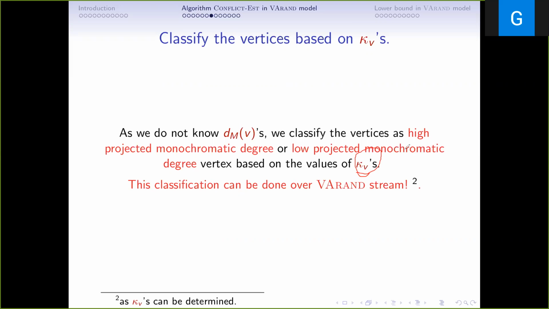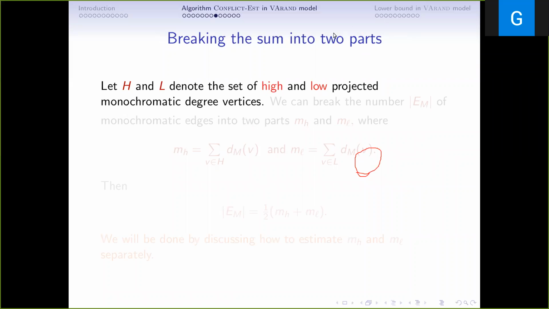So the classification can be done in streaming because classification is based on the value of kappa B, which denotes the number of monochromatic neighbors of B inside R, and we have discussed that we can determine the value of kappa B in the stream. So classifying a vertex, whether it is high or low with respect to kappa B, is not a problem. So keeping that in mind, let us consider two sets, H and L, where H is the set of high vertices and L is the set of low vertices.